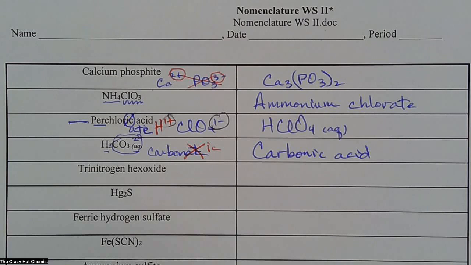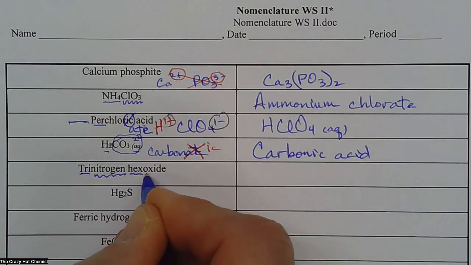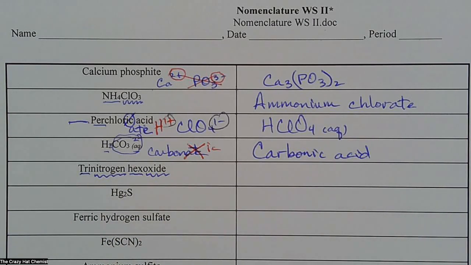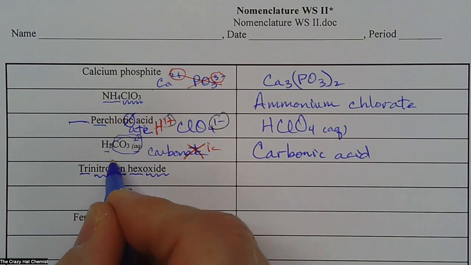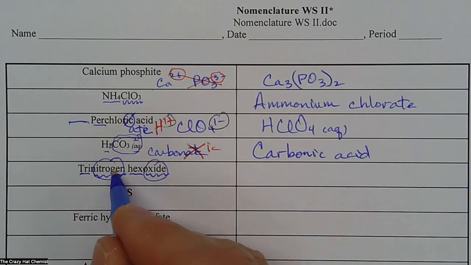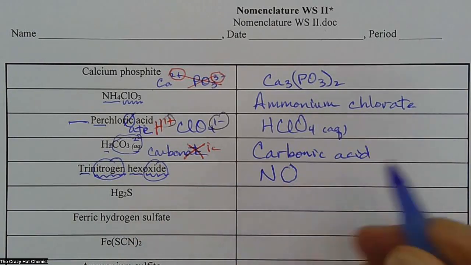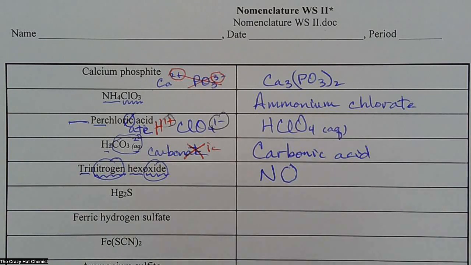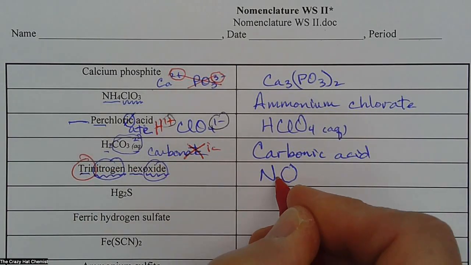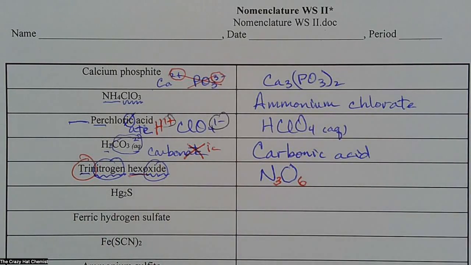All right, so our next one is trinitrogen hexoxide. So this is a binary covalent compound. It's named with prefixes. So we're going to write the 2 elements. Binary is 2 elements, so that's nitrogen and oxygen. I'm going to leave a little bit of space here for writing out the prefixes. The tri is for 3, and the hex is for 6. Okay, so hopefully you got that.